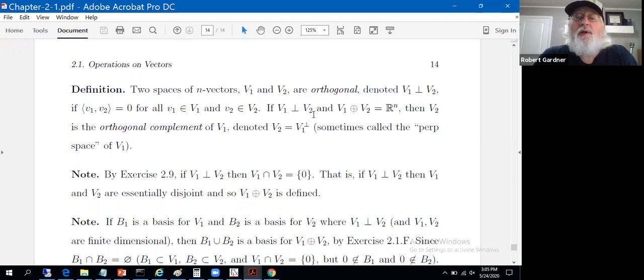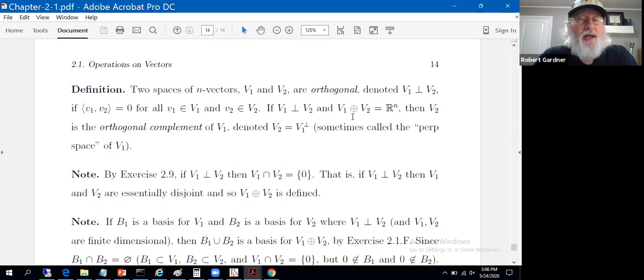If V1 is orthogonal to V2 and V1 direct sum V2 equals Rn, then V2 is called an orthogonal complement to V sub 1, denoted with this little perp exponent looking thing. It's called a perp space. V2 is the perp space of V1. That's how we read this little equation here.